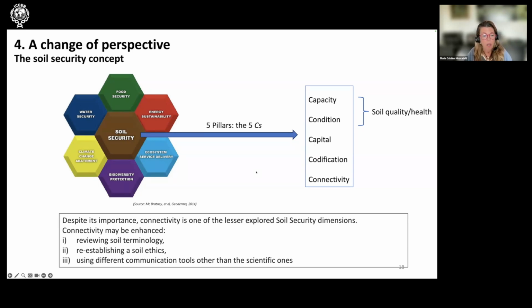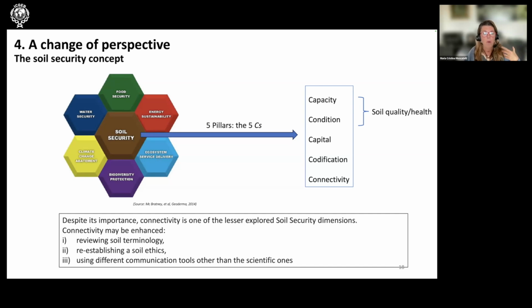How can we enhance connectivity? Well, by reviewing soil terminology, making it clear, and I gave you some examples before. By re-establishing a soil ethics. This is a very delicate point that I will not discuss in this talk because it requires a revision of the moral attitude through which we approach soil, that we have in relation to environmental issues. Just to give an example, the ecocentric and anthropocentric approaches widely debated in science when relating to nature. But I will not discuss this because it would also imply spiritual, religious attitudes. And finally, by using different communication tools other than those of science. So the soil security approach, according to me, was the first change of perspective that I found.